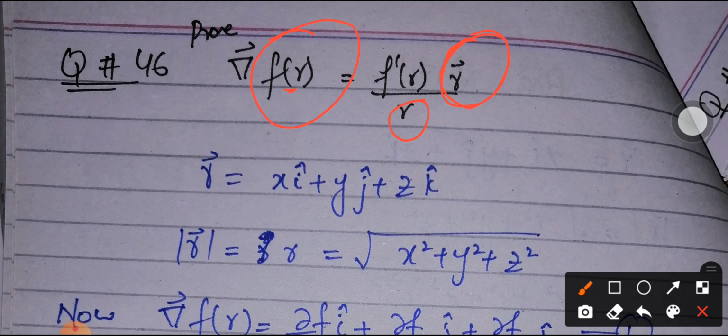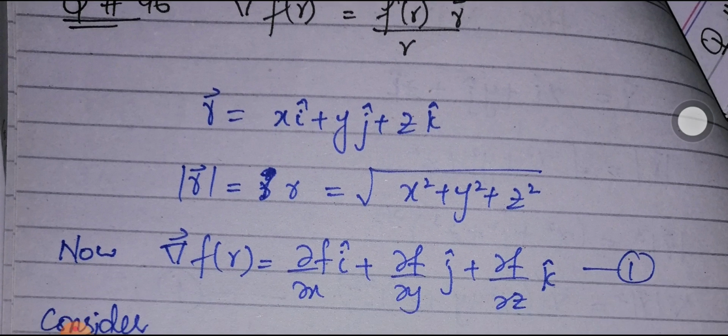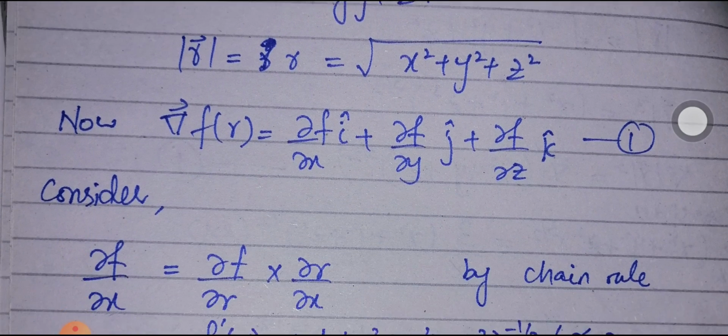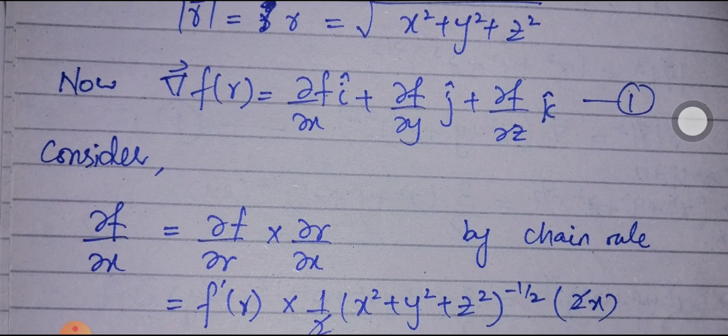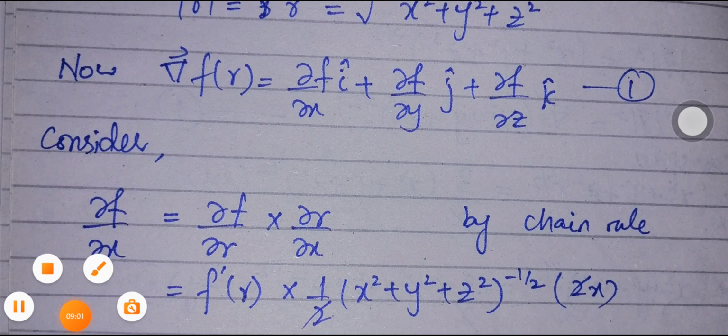Now r is equal to x i cap plus y j cap plus z k cap. Clearly r is representing its magnitude, so it will be equal to square root of x square plus y square plus z square. Now we are going to define del of f of r, that is the del operator is going to apply on this function f, the scalar function f.